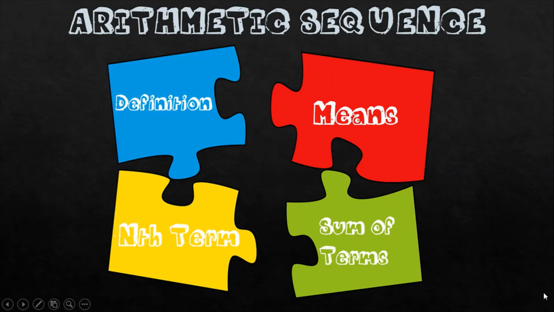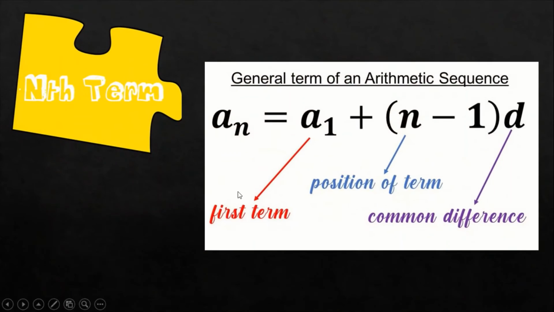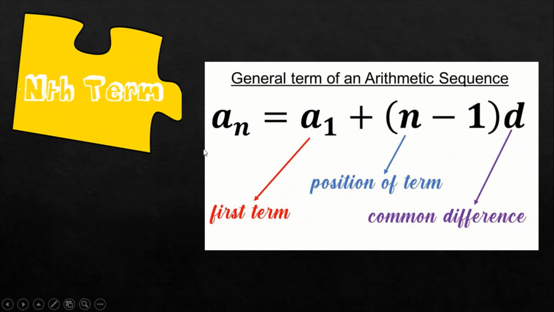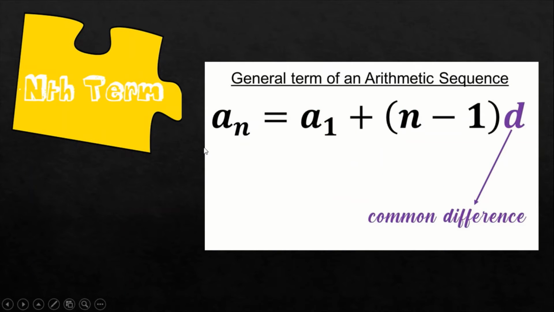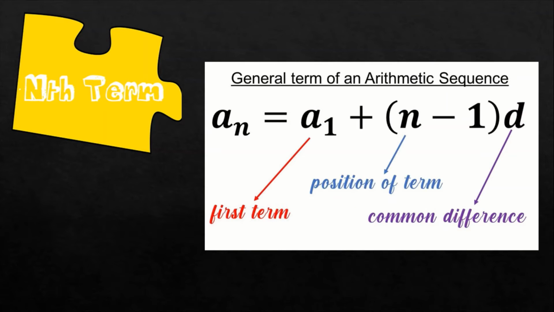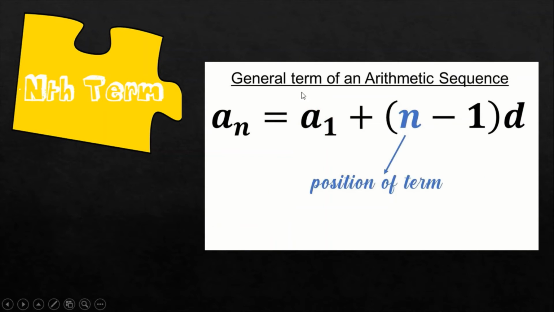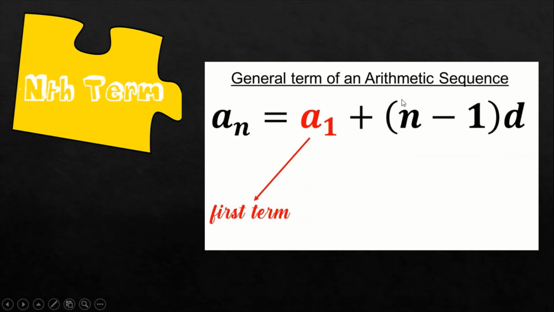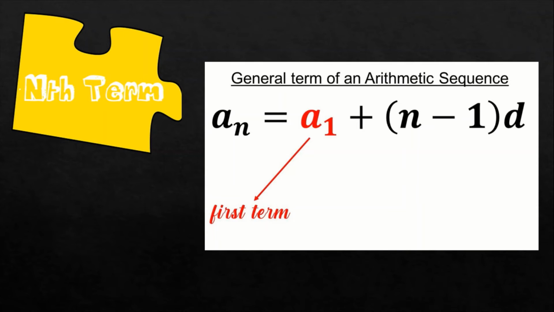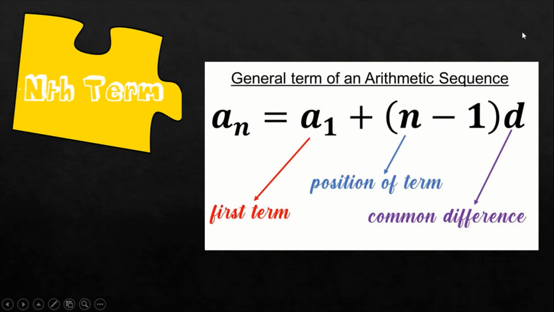Now, let's go back. So, tapos na tayo sa definition. Ngayon naman, balikan natin yung general term or nth term of an arithmetic sequence. Naalala nyo pa ba? Na ang general term of an arithmetic sequence is represented by a sub n equals a sub 1 plus quantity n minus 1 times d, where a sub 1 refers to the first term of the arithmetic sequence, n is the position of the term, or sometimes the number of terms in a given arithmetic sequence, and d is the common difference.